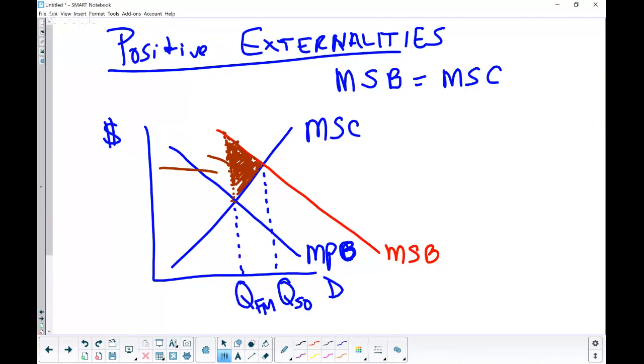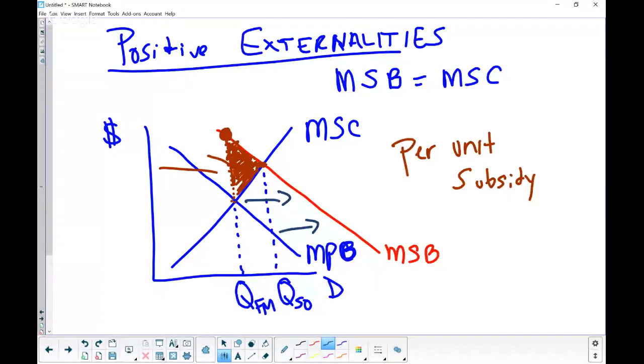Now, how do we fix this? Well, right now our MSB is greater, right? Here's our MSB. MSB is greater than our MPB at QFM. We really want to be out in here where MSB equals MSC, which would be the quantity of socially optimal. So what would we do? We would implement a per unit subsidy, which then, and only then, we would shift our MPB over to MSB.